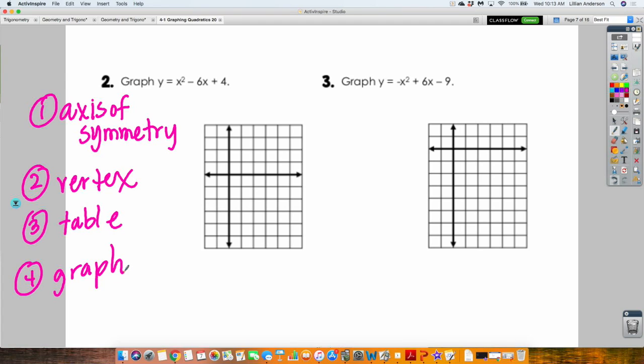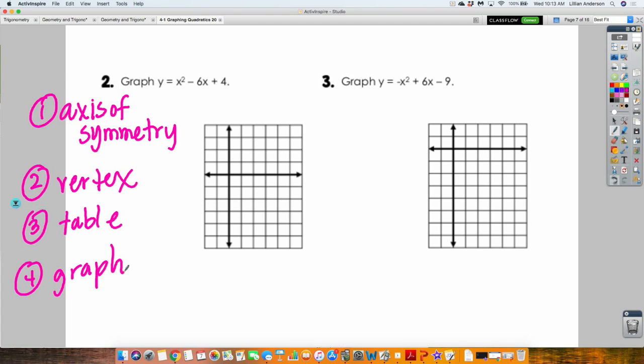Okay, so for these, again, find your axis of symmetry and then plug that in to find your vertex, because that will be your starting point to make your table and graph from there. The axis of symmetry formula is -b over 2a. What's b in this problem? -6. So this is -(-6) over 2 times a. What's a? 1.